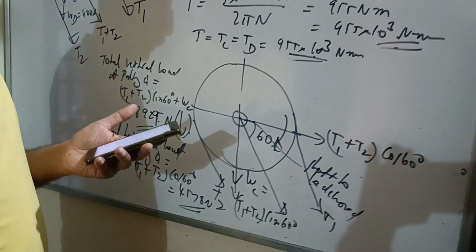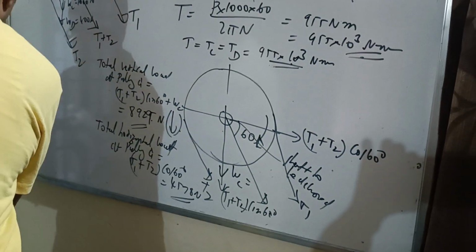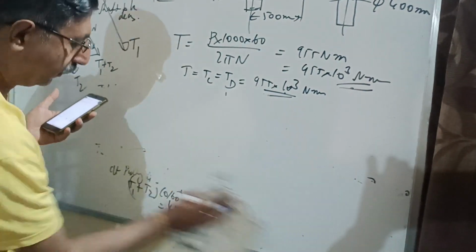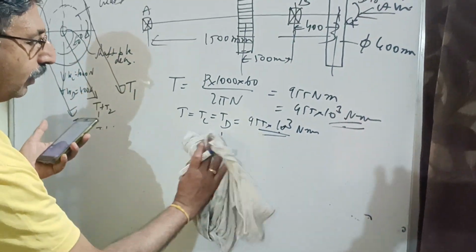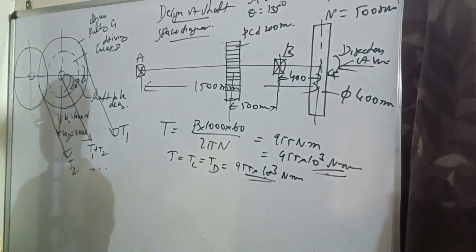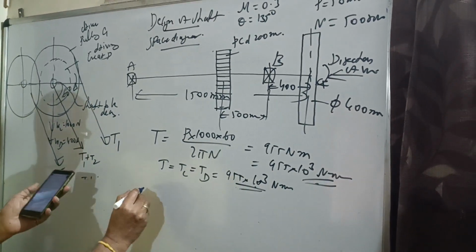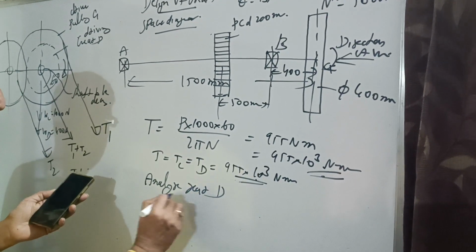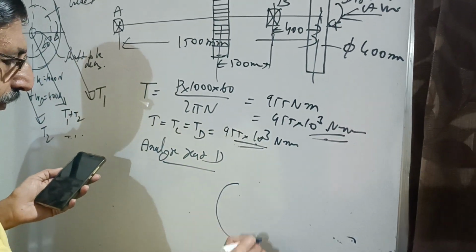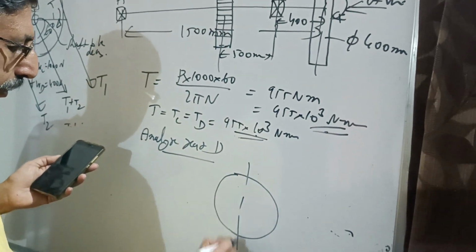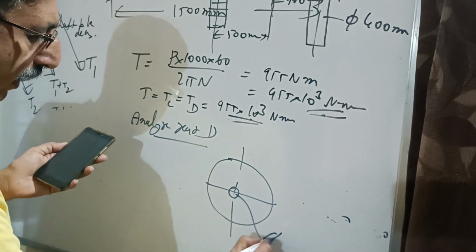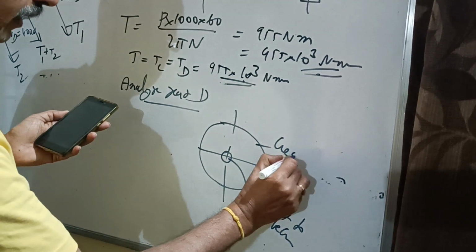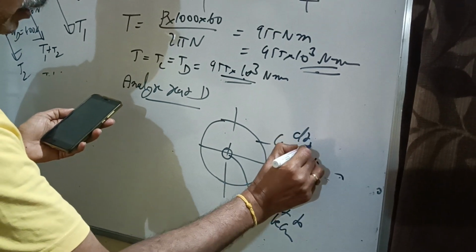Next we will go to gear D, analysis of gear D. So let us analyze now gear D. Pulley C is over. Gear D. Analyze gear D. So this is gear D. Shaft to be designed. Gear D. This is driver.